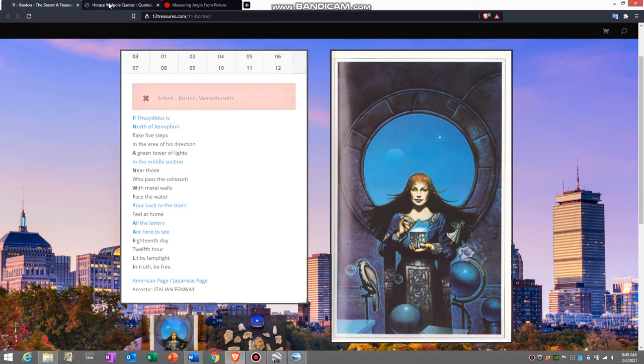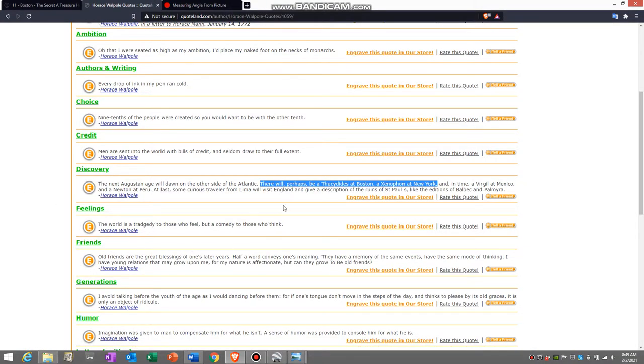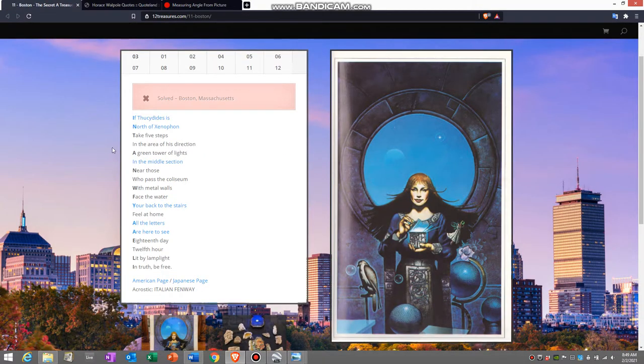We know that this is on the front of the Boston Public Library, but we also know that it was taken from the Horace Walpole letters, where he had written, "There will perhaps be a Thucydides at Boston and a Xenophon at New York." That gives us the answer to the if-then statement. If Thucydides is in Boston, which is north of New York, and Xenophon is in New York, then this statement would be true. That's what we need in order for the next part, the then, to happen. This part has to be true.